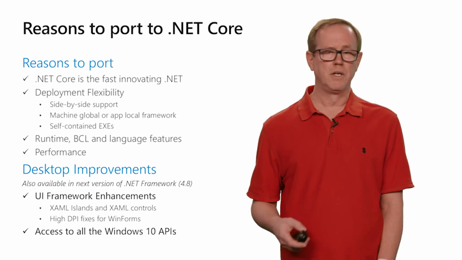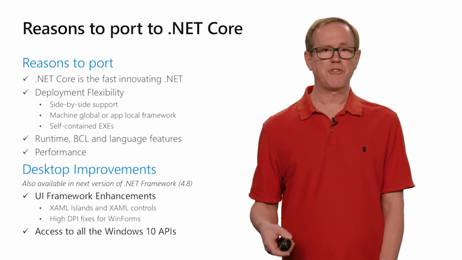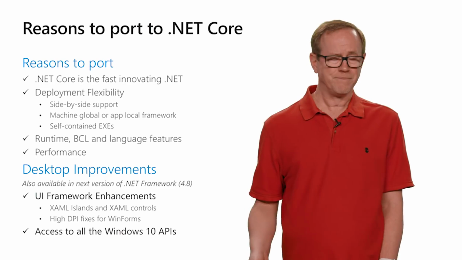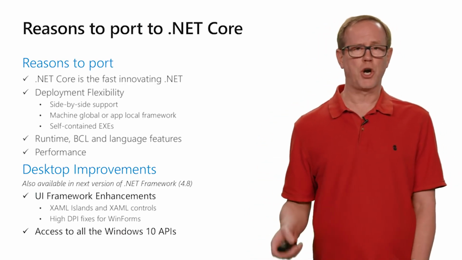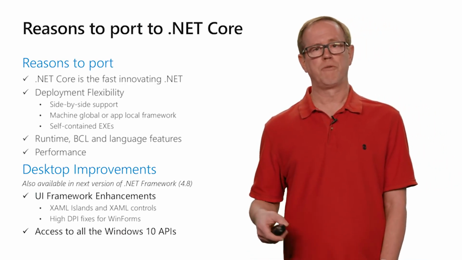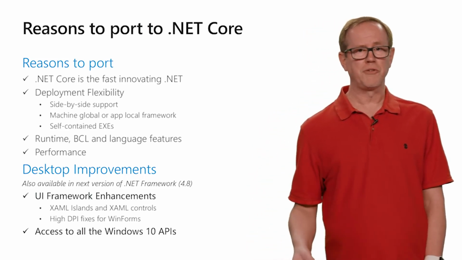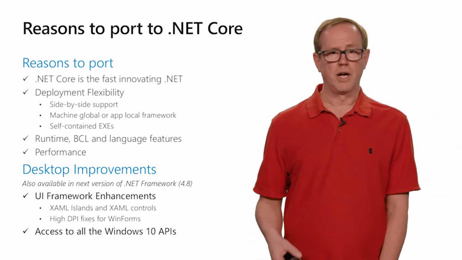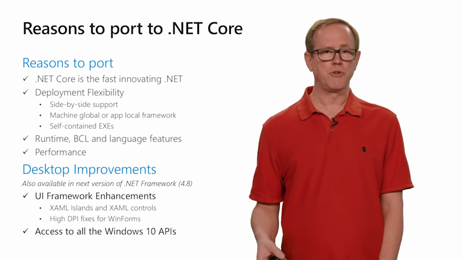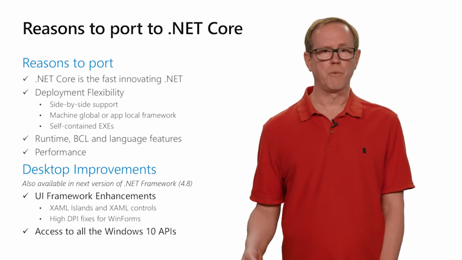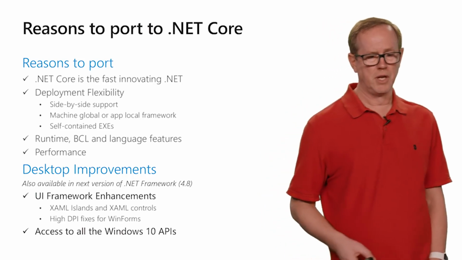One of those is going to be .NET Core is our fast innovating version of .NET. So if you want the latest C#, if you want the latest frameworks, if you want the latest BCL, all those things, it's going to be .NET Core. .NET Core is fully side-by-side, which means we can actually innovate there faster without risk of breaking existing applications.